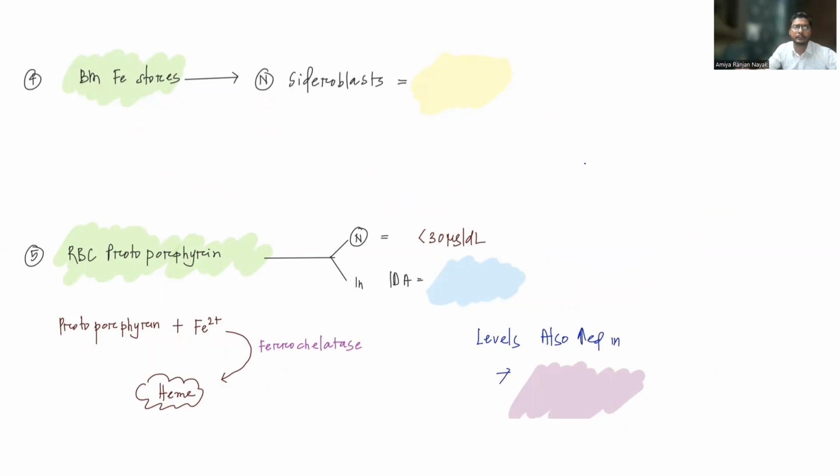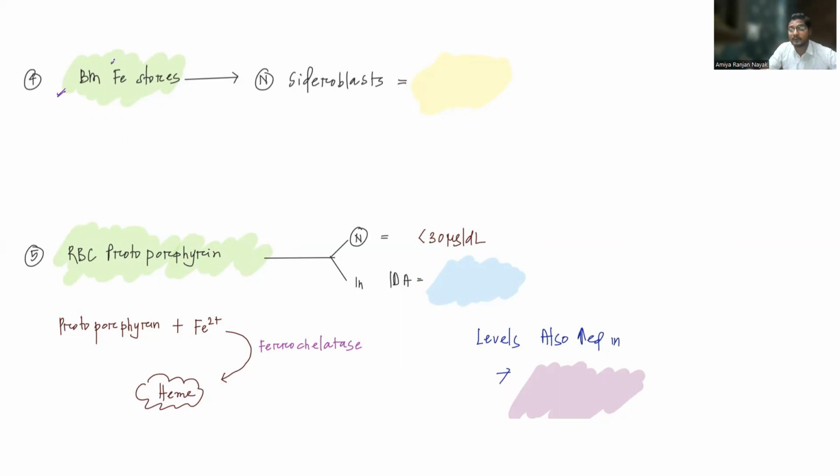Now, another investigation that we can do is bone marrow iron stores. Even in some textbooks it is written that the gold standard investigation to diagnose iron deficiency anemia is bone marrow iron stores. However, we do not do this investigation just to diagnose iron deficiency anemia, because it can be diagnosed with simple blood investigations like serum ferritin and the transferrin saturation or the total iron binding capacity. But for the sake of completion, we can also do bone marrow iron stores.